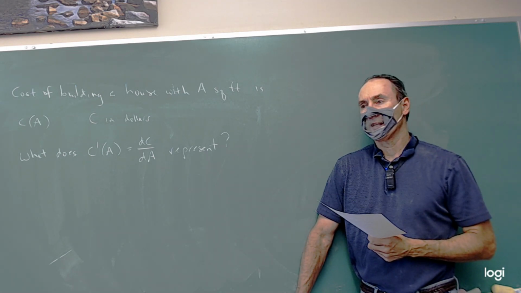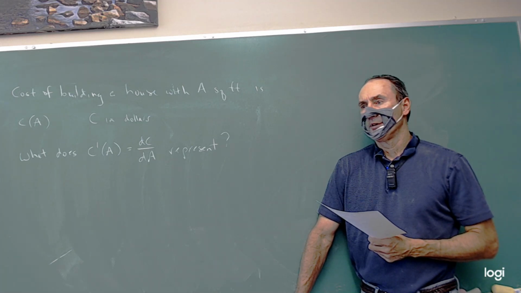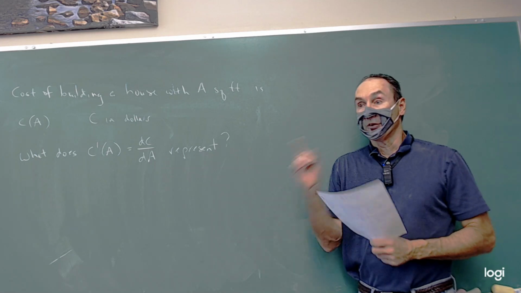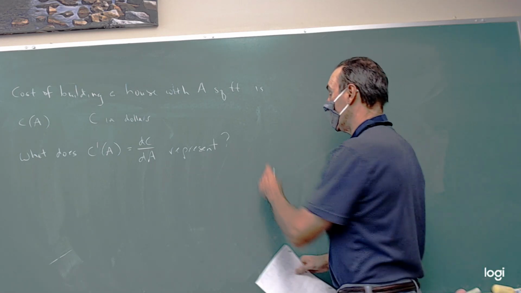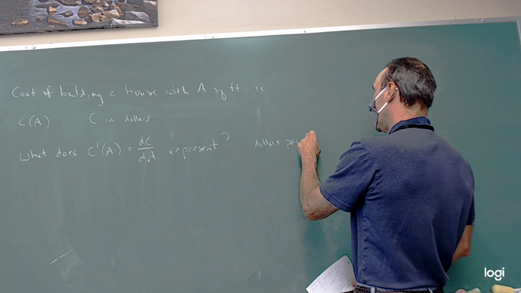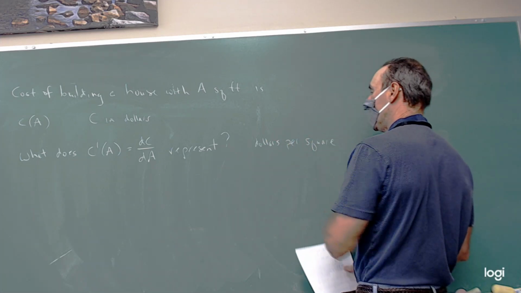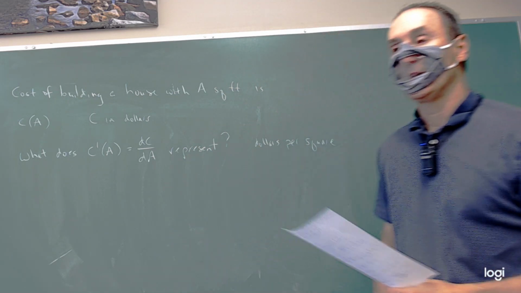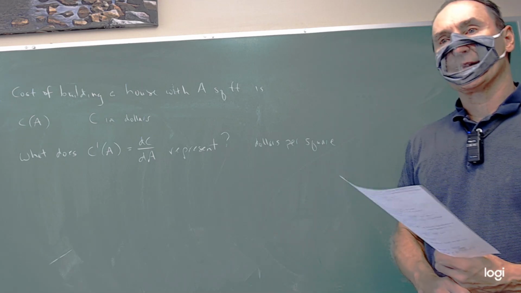Do we want to take a stab at that, or do we need some help? Yeah, Taylor. Dollars per square foot. So those are going to be the units, dollars per square foot. So what exactly does that mean, though? Can you put into words what that means? So what does dC/dA mean? What does C prime of A mean? Give it some context here.